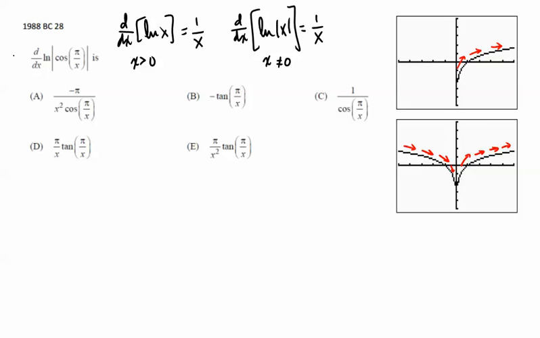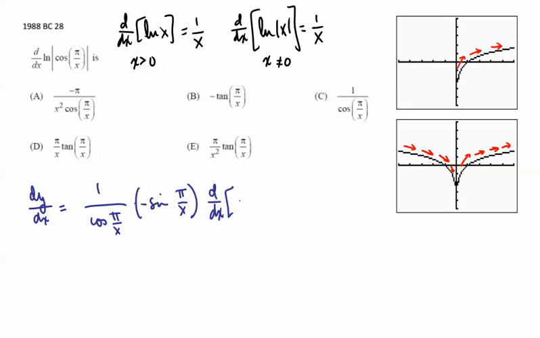So the first thing that we want to do is treat it just as we would any other natural log function, or the derivative of any other natural log function. So the derivative, I'll just say dy/dx, is 1 over the cosine of pi x, then multiply by the derivative of cosine of pi x, which would be negative sine of pi x. Then we're going to multiply that by the derivative of pi x. And the derivative of pi x, let's just write this out, is pi x to the negative first.